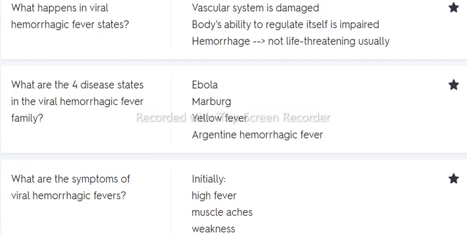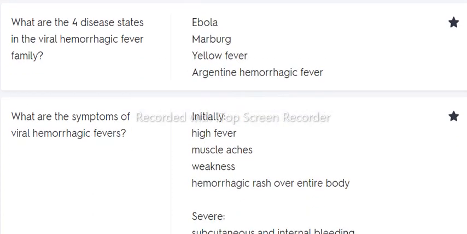What happens in viral hemorrhagic fever states? Vascular system is damaged, body's ability to regulate itself is impaired, hemorrhage, usually not life-threatening. What are the 4 disease states in the viral hemorrhagic fever family? Ebola, Marburg, yellow fever, Argentine hemorrhagic fever.